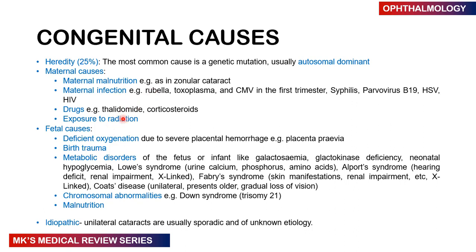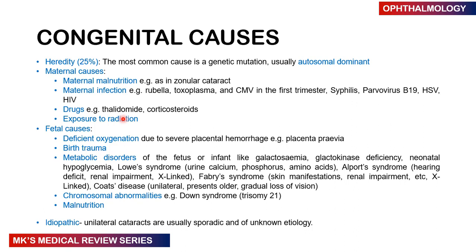Then fetal causes, it may be due to deficient oxygenation due to severe placental hemorrhage like placenta previa, or birth trauma. Metabolic disorders are very, very important in this case. So the fetus may have things like galactosemia, you may have galactokinase deficiency, you may have neonatal hypoglycemia, you may have Lowe's syndrome where you get this urine calcium, phosphate and amino acids.